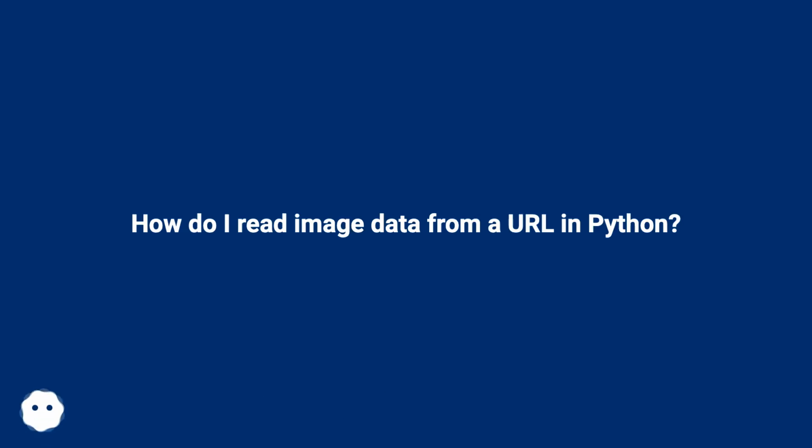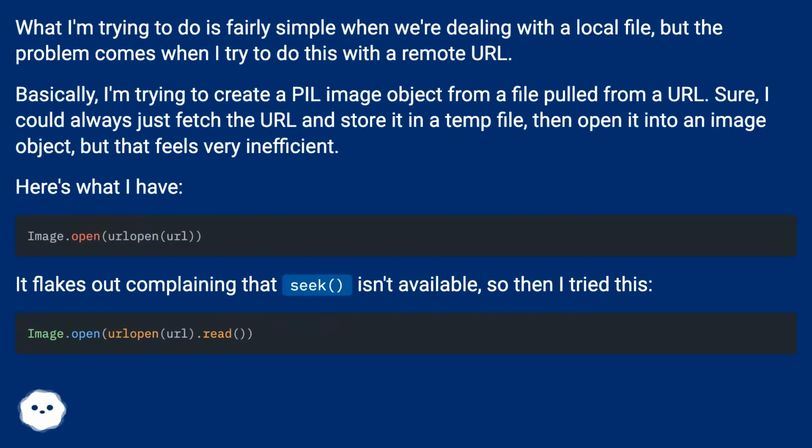How do I read image data from a URL in Python? What I'm trying to do is fairly simple when we're dealing with a local file, but the problem comes when I try to do this with a remote URL. Basically, I'm trying to create a PIL image object from a file pulled from a URL.